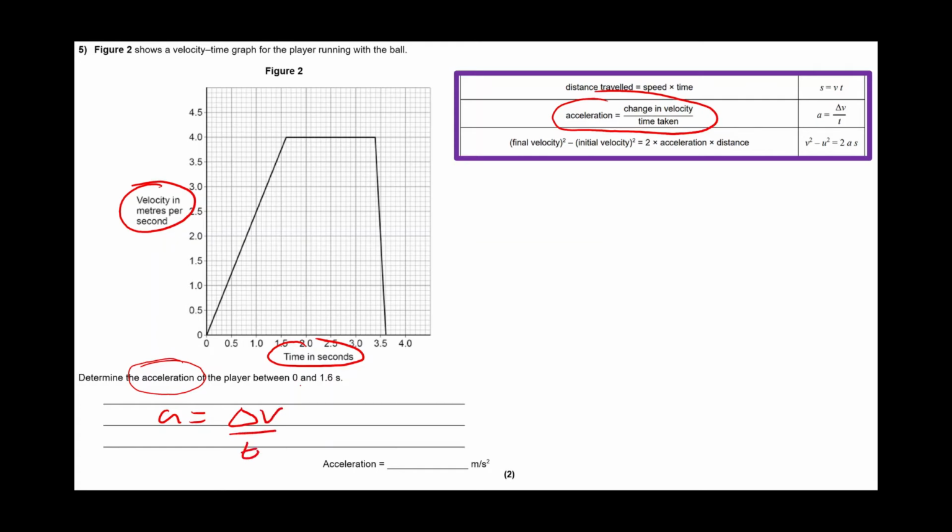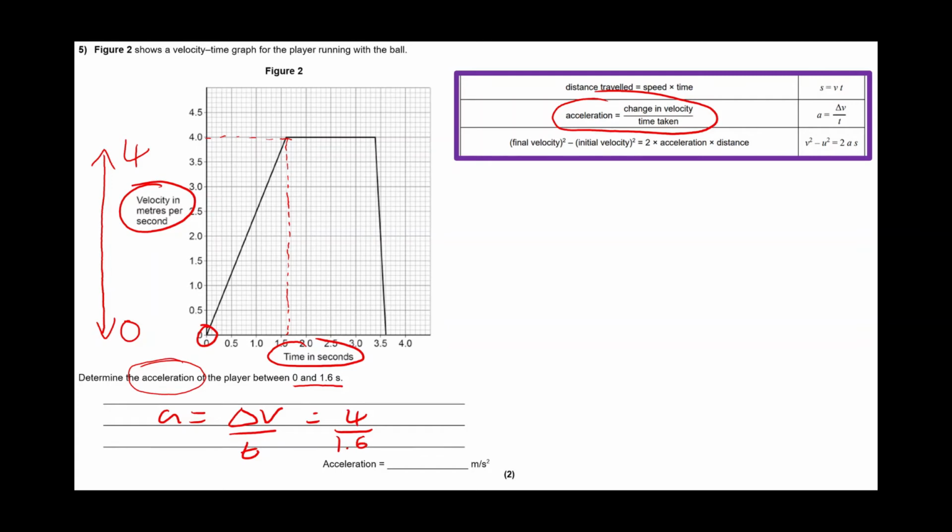So it says between 0 and 1.6 seconds. So at this point is 0 and 0, and at 1.6 seconds, in your exam I would suggest you draw this line with a ruler. It's difficult to use a ruler on a tablet here, so I'm just going to draw it by hand. But you've got a change in velocity from 0 to 4. That's a change of 4. So my change in velocity is 4, and a change in time from 0 to 1.6, which is 1.6 seconds.